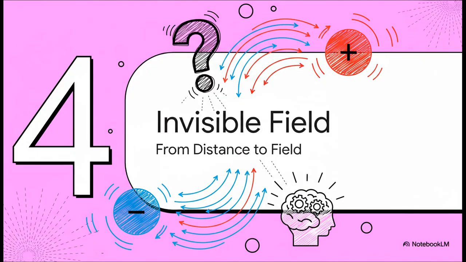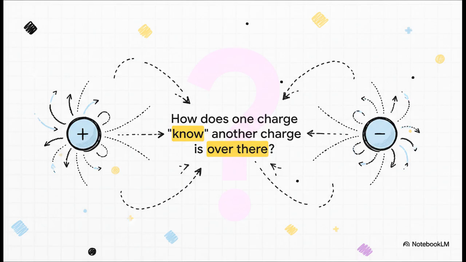But hang on a second. This whole thing brings up a really deep, kind of weird question. If there's just empty space between two charges, how does the pushing and pulling actually work? This puzzle led to one of the most powerful ideas in all of physics. Seriously, think about it. There's nothing connecting them, no strings attached. So how does a charge way over here have any idea that another charge is way over there so that it knows to push or pull? It's not magic, it's a field.